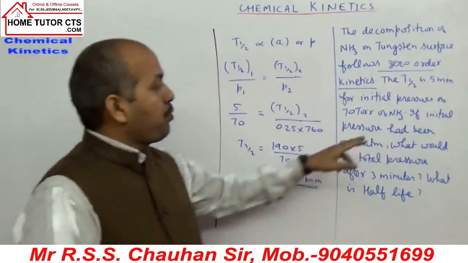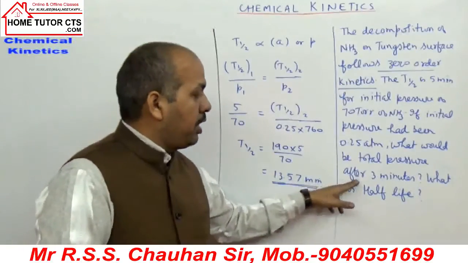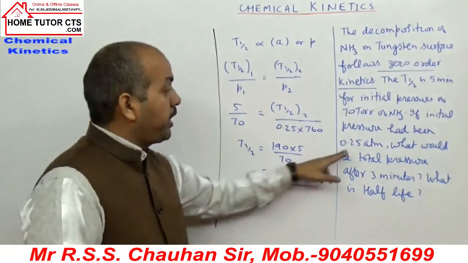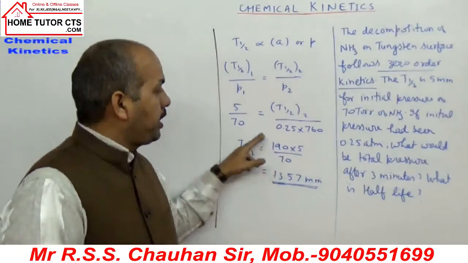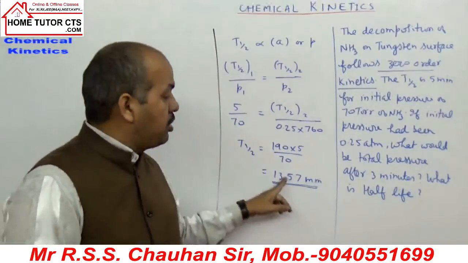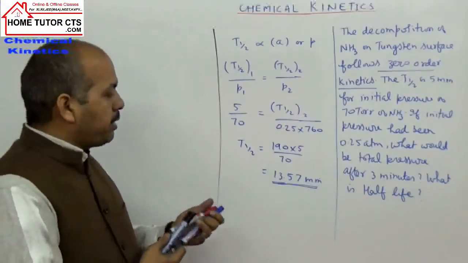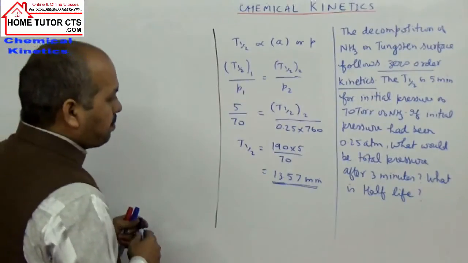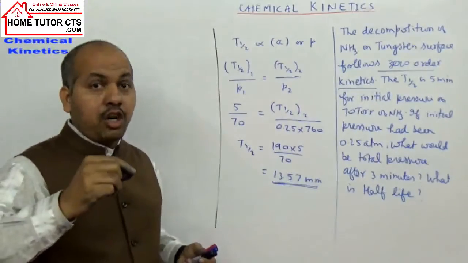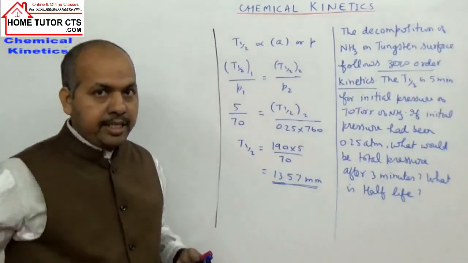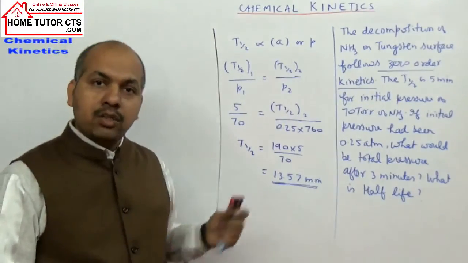Now second part. If the initial pressure had been 0.25 atmosphere, what would be total pressure after 3 minutes? When pressure is taken 0.25 atmosphere or 190 torr, then T half will change. So the first T half is not relevant for the second part of the question. See, zero order reaction follows a straight line plot for concentration of reactant decreasing, means you can apply percentage decomposition calculation by unitary method.